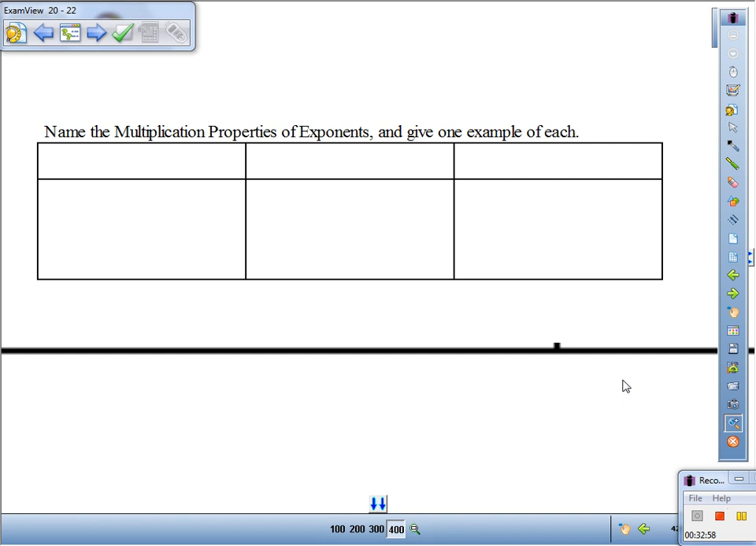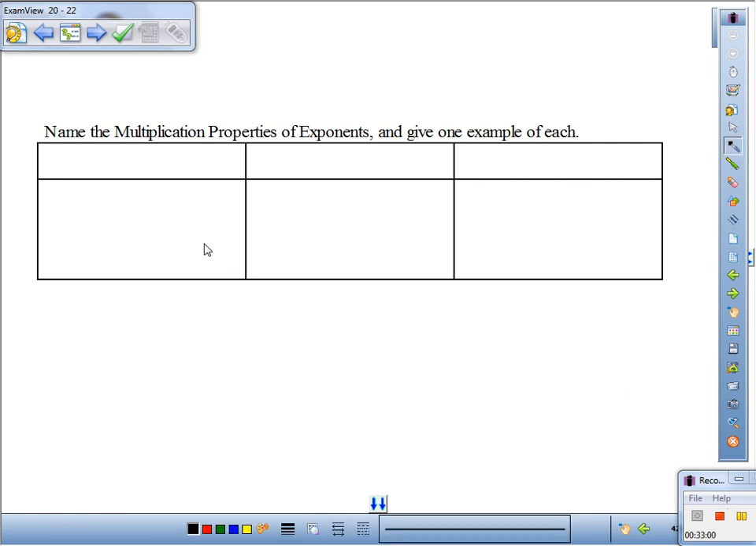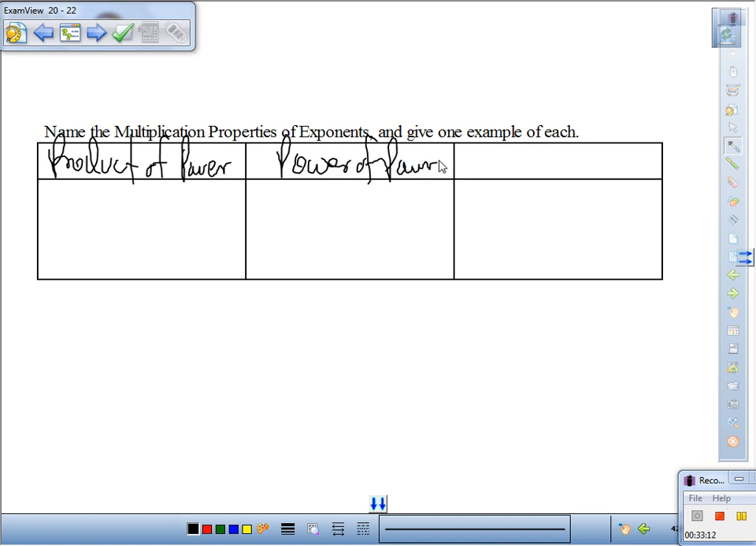Number 20. Here's where some of you start getting a little confused. First, write the properties. Product of powers. If you don't have them, write these down. Product of powers, power of power, and then power of product. So what does product mean? Multiplication of powers. 3 to the 5th, 3 to the 2nd. So what is this? We add the exponent, so this is 3 to the what? 7.